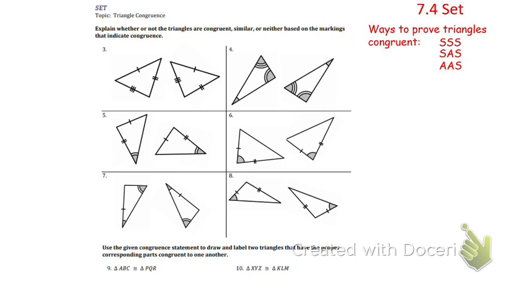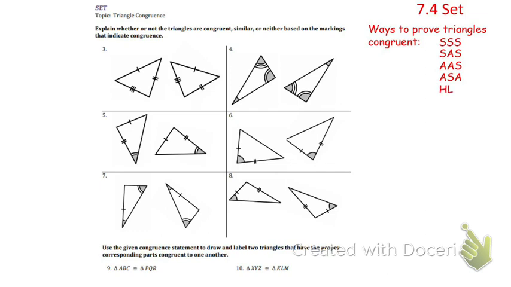Versus angle, angle, side, or AAS. In angle, angle, side, you have 2 pairs of angles, and the side is not in between the 2 angles. So if you look at 2 angles and the side is not in between those, that's this method. Versus ASA, or angle, side, angle, where you have 2 angles and the side is in between those 2 angles. So again, where that middle letter is in the 3 letters has to be where it is in the picture.